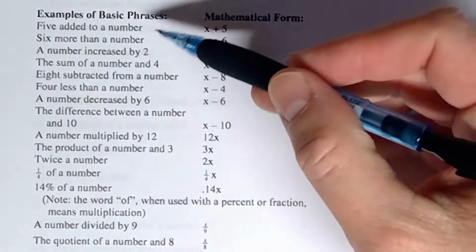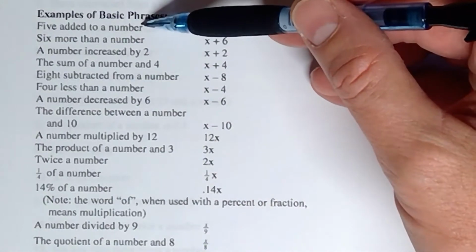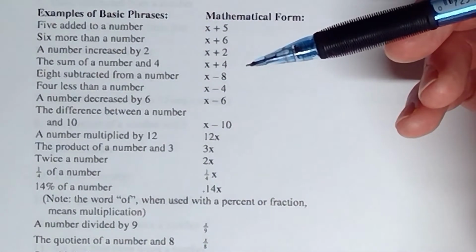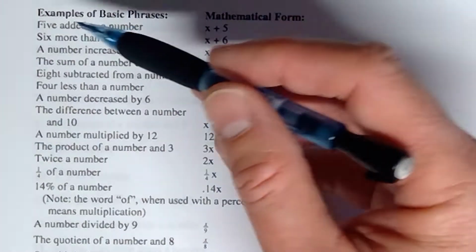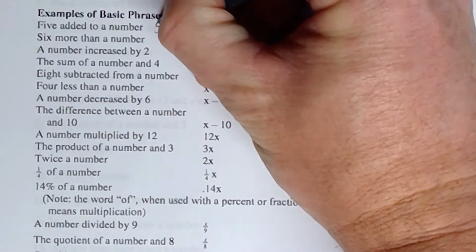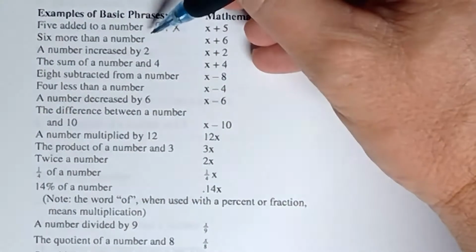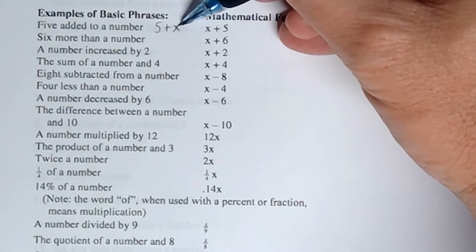Doesn't mean that the word number will always be X, but just for the sake of practice here, we'll use the letter X to represent that word number. Okay, so 5 added to X, it's just like it sounds. Again, that's one of the ones where you probably already knew what that meant. All right, 5 added to number: 5 plus x.